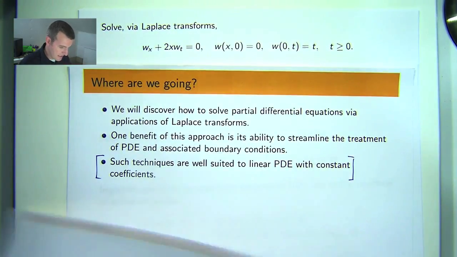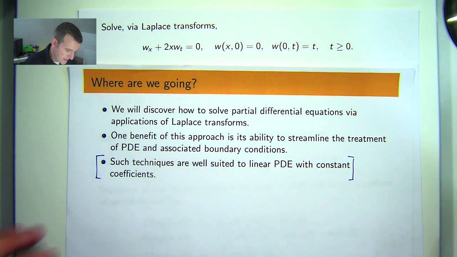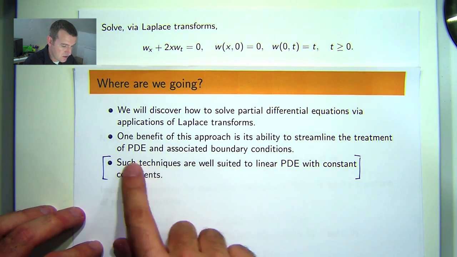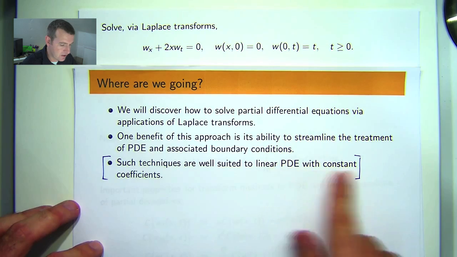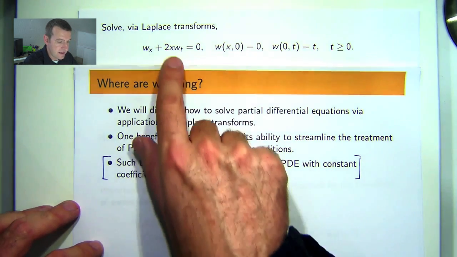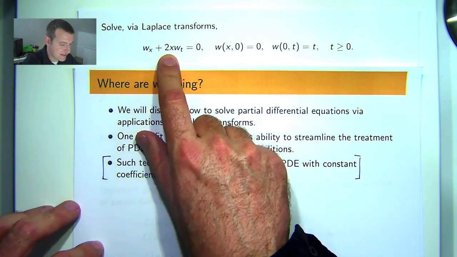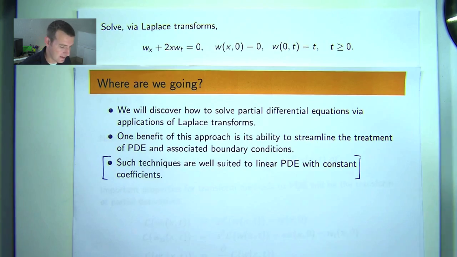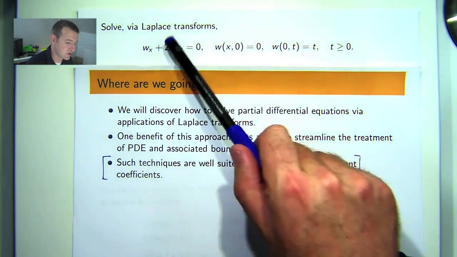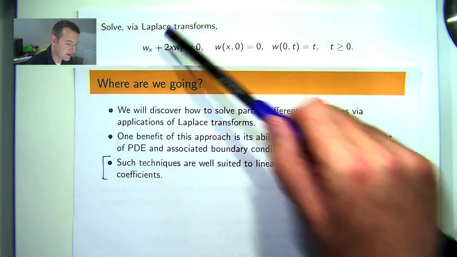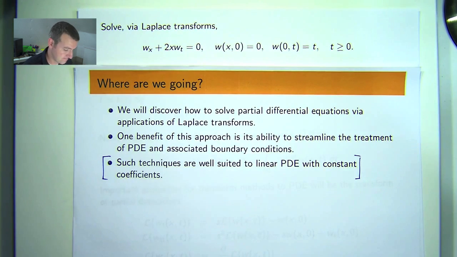Now you can see here that one of the claims I've made is that the Laplace transform techniques are well suited to linear PDE with constant coefficients. Well, here the coefficient's not constant, but it's a function of x and not t. And because we transform both sides with respect to t, then you can treat x as a constant. So coefficients of x are okay.